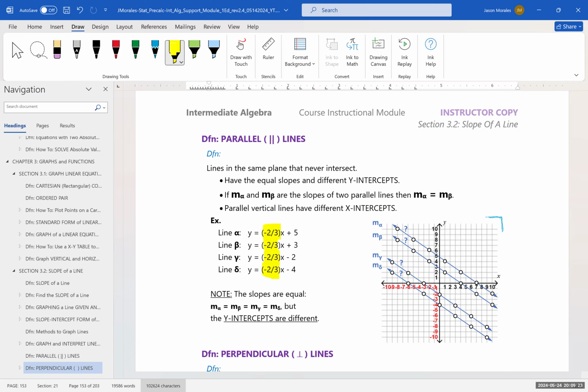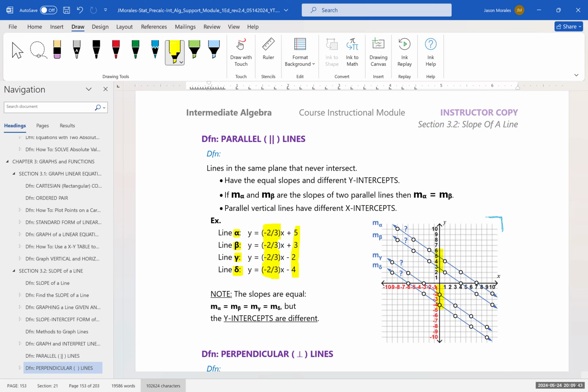Okay? So we had lines alpha, beta, gamma, and delta. They all had the same slope, but they had different y-intercepts. So it was those different y-intercepts, at 5, at 3, at -2, and -4 that spread them apart.